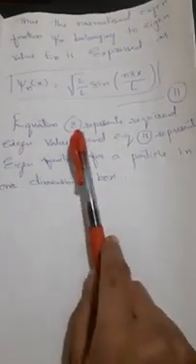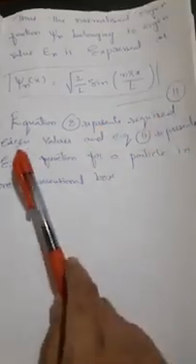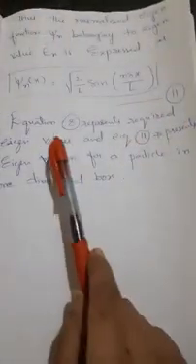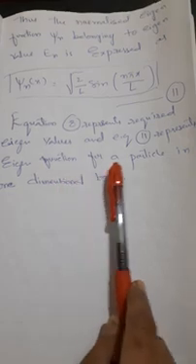Here equation 8 is the representation of the eigenvalues, and equation 11 is the representation of the eigenfunctions for a particle in a one dimensional box.